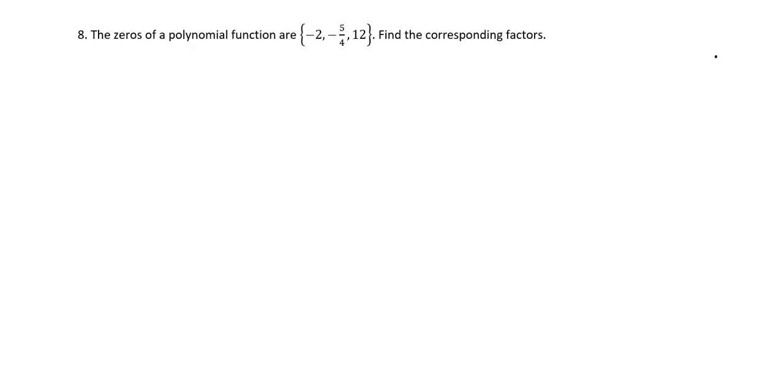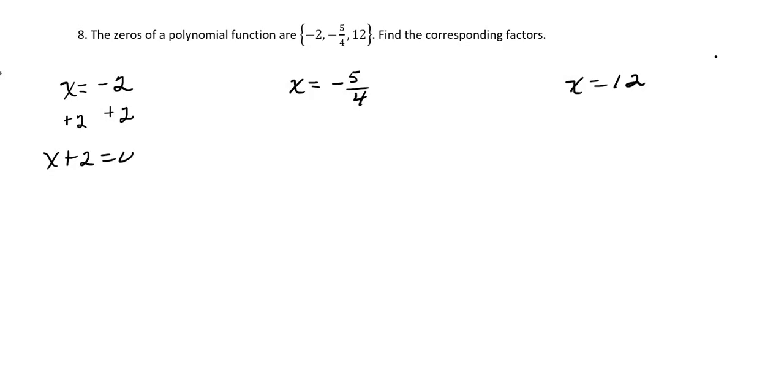Problem 8, the zeros of a polynomial function are given. Find the corresponding factors. So I'm going to start off by setting each of these zeros equal to x. I need to get everything to one side of the equal sign. So with this first factor, I'm going to add 2 to both sides. So I get x plus 2 to be 0.